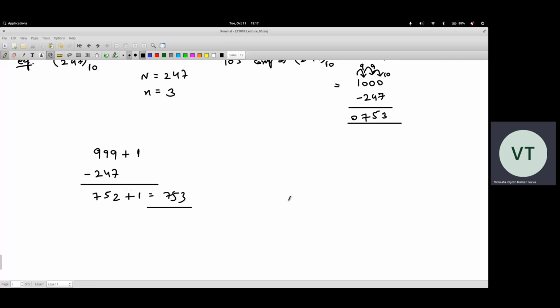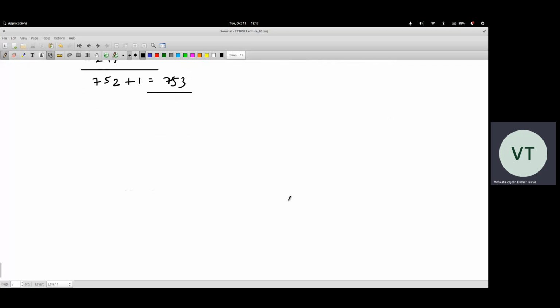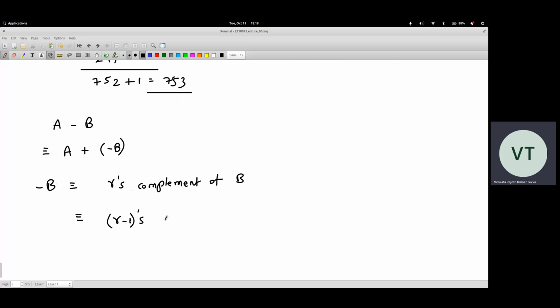Okay. So now what we are interested in is, suppose I want to do A minus B. This is equivalent to saying A plus of minus B. Now minus B is equivalent to R's complement of B. This is also equivalent to R minus 1's complement of B plus 1.